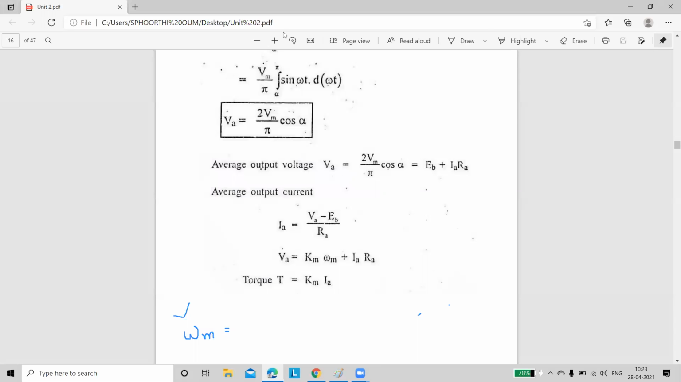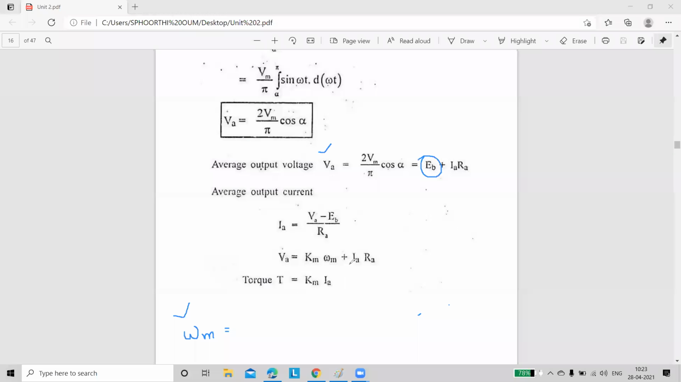Next, again, actually you know that VA is equal to EB plus IARA. Actually, you know what is EB? EB is nothing but Km into omega m. So I am replacing the EB term. VA is equal to Km omega m plus IARA.